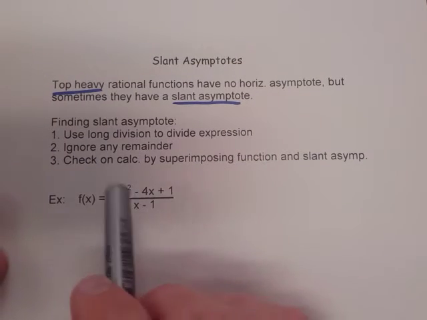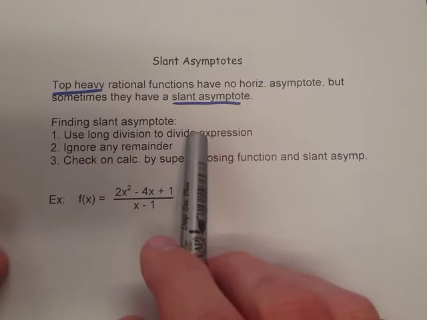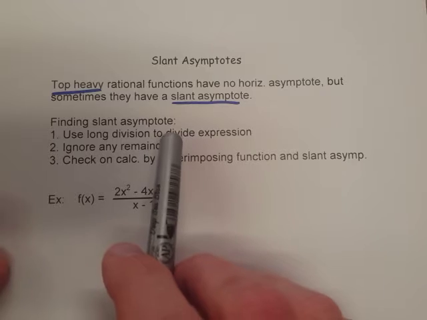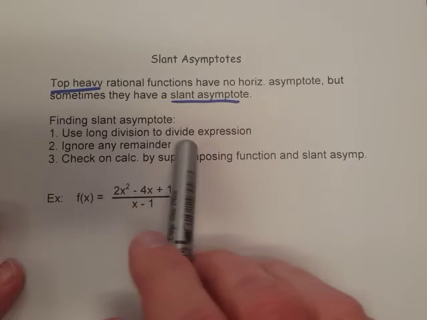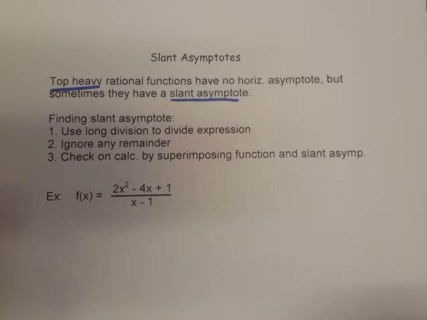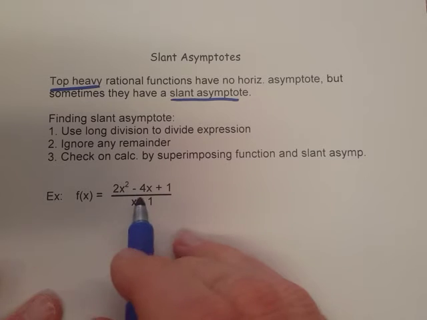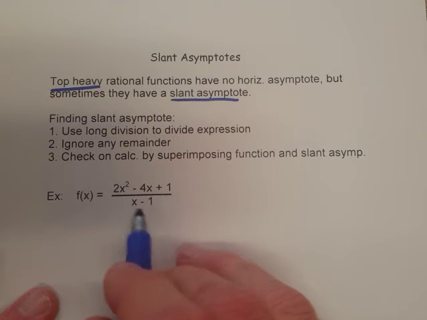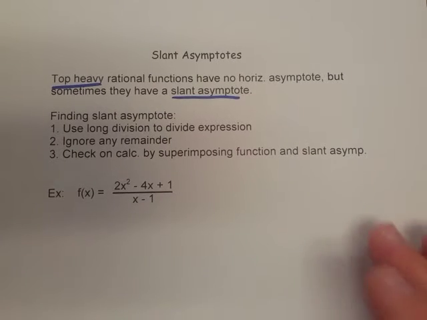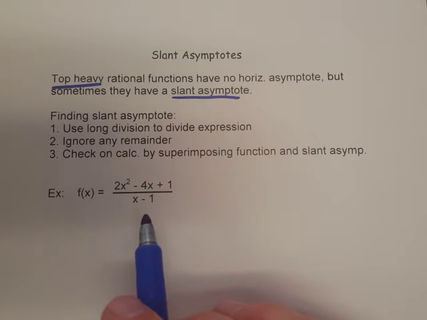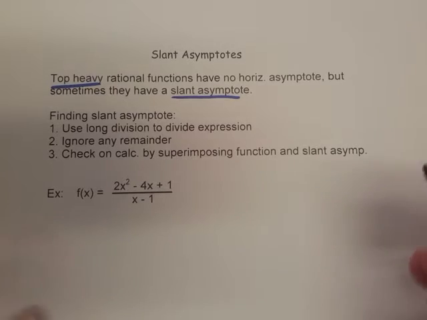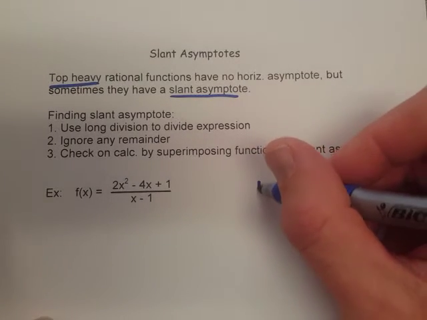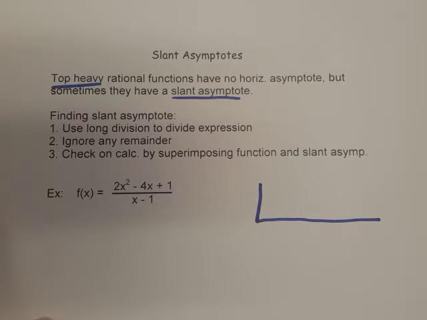Now, in order to find the slant asymptote, we're going to use long division. Again, I say long division just because that covers every case, but since we have x minus 1 as the divisor, since we're dividing by a linear factor, we can just use synthetic division. So I'm going to do that here to save a little bit of time, a little bit of headache.